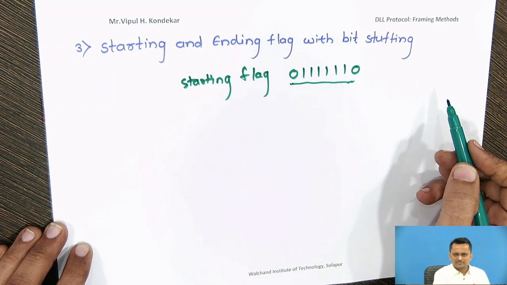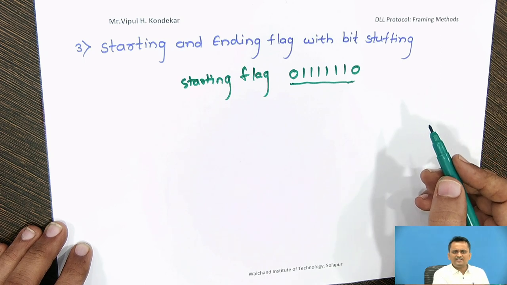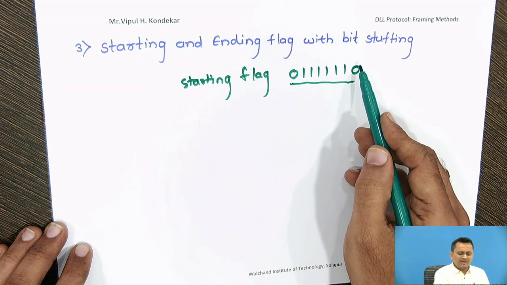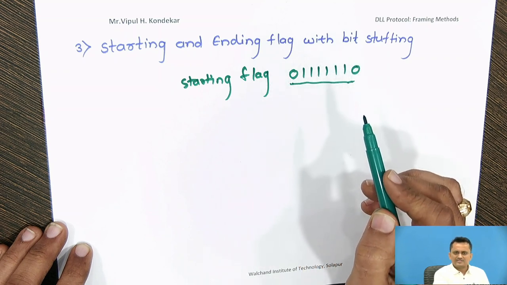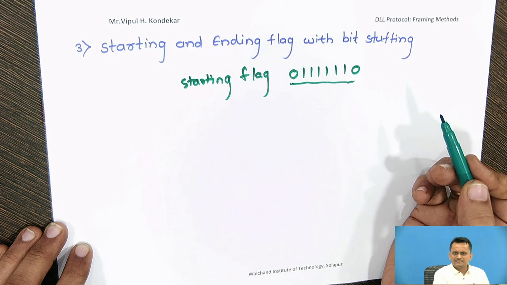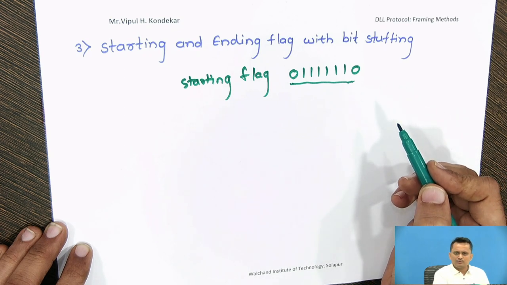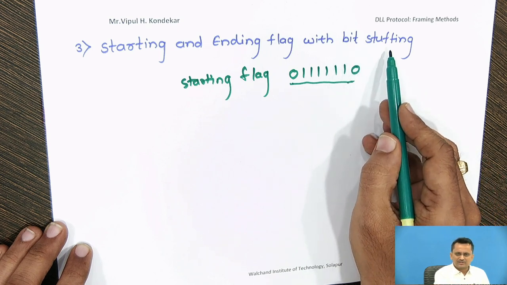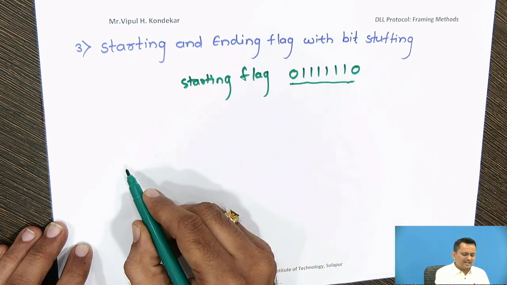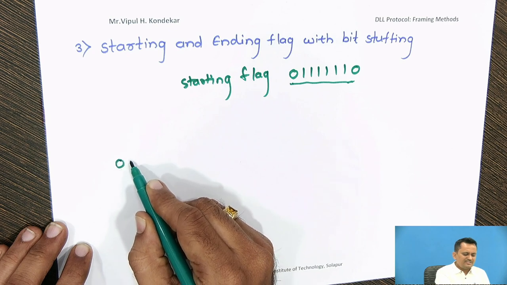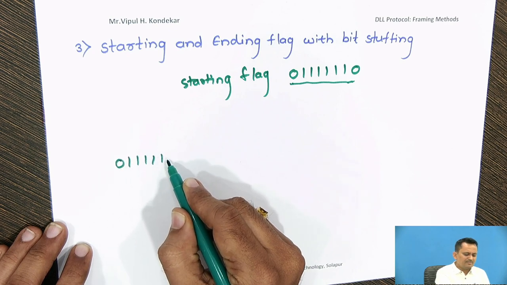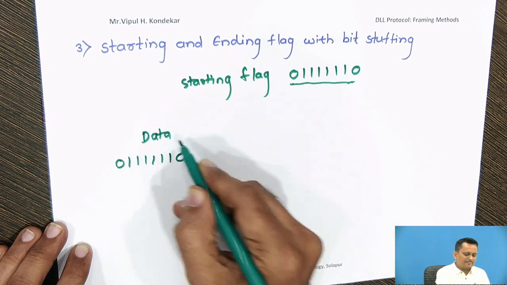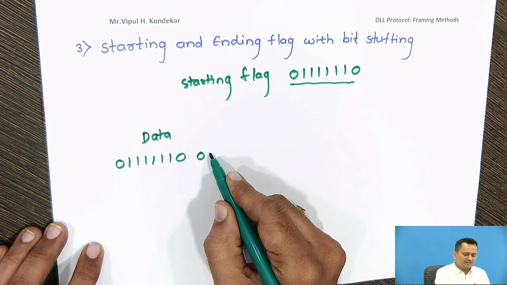Now again, it is highly possible that when you are sending your data, the data may take these values of the starting flag or ending flag. In that case, what do we need to do? What we need to do in that case is go for bit stuffing. This means when you are sending the data, let us say you are sending data which has these six ones, which is part of the data itself. Again, you are sending this combination 0.